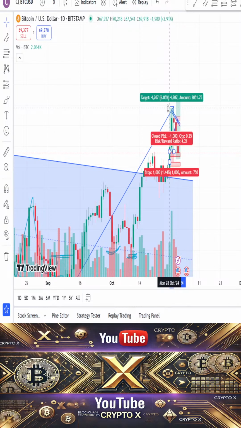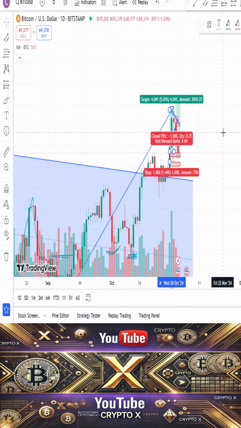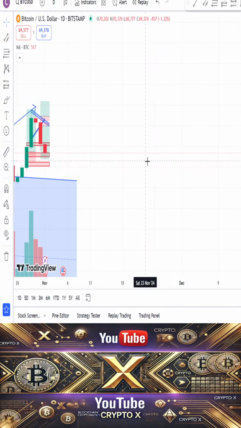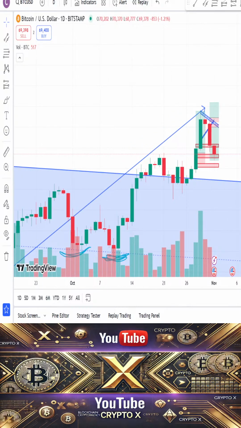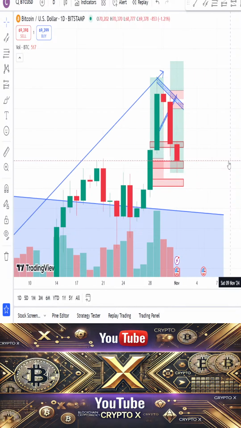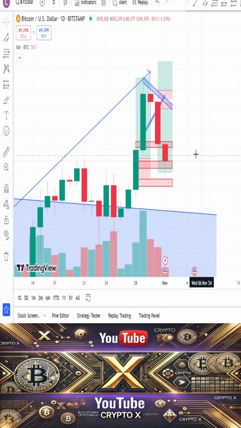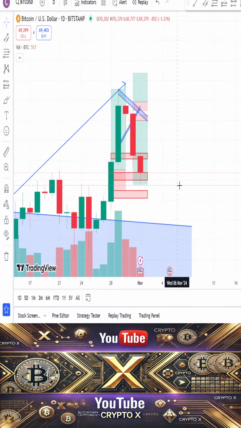We got our target over here, up until here. Okay, that was nice, right? Yep, it was a great trade. You can already see. So we got one upside trade on 29th October.